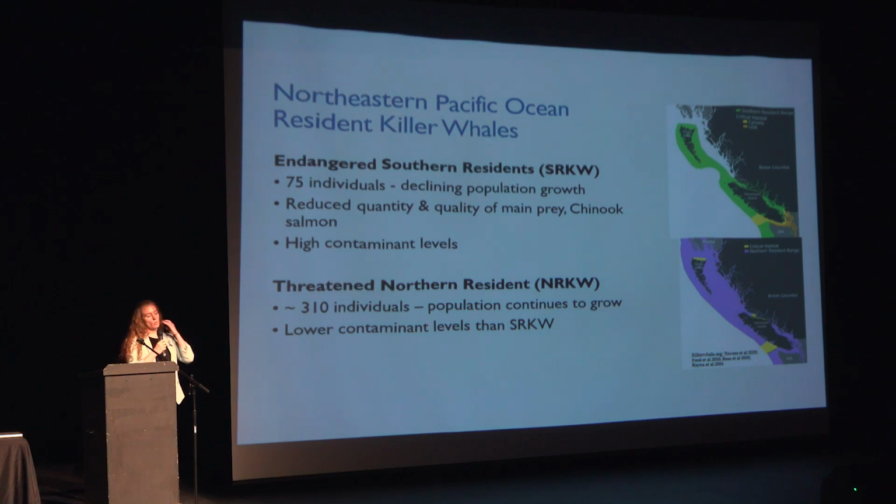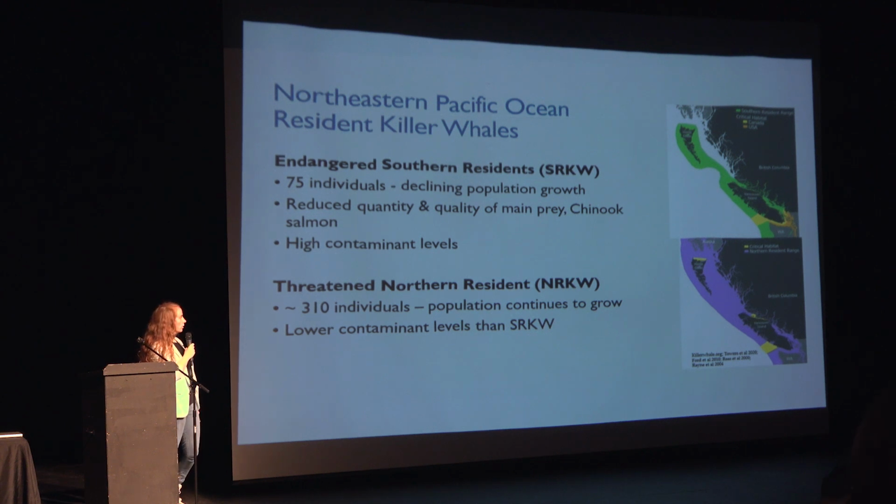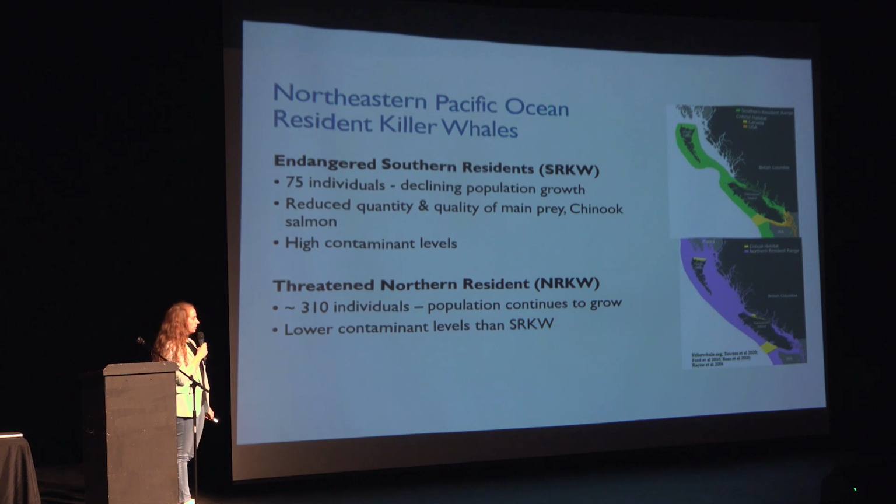So the main driving force of my research is, of course, the southern and northern resident killer whale populations. As we all know, the southern residents are a very small endangered population that has experienced declining population growth over the past several decades. Two of their main threats are the reduced quality and quantity of their main prey, Chinook salmon, and high contaminant levels. Compared to their northern neighbors, the northern residents have experienced significant population growth over the past several decades, even though they also mainly consume Chinook salmon, and they have lower contaminant levels than southern resident killer whales.